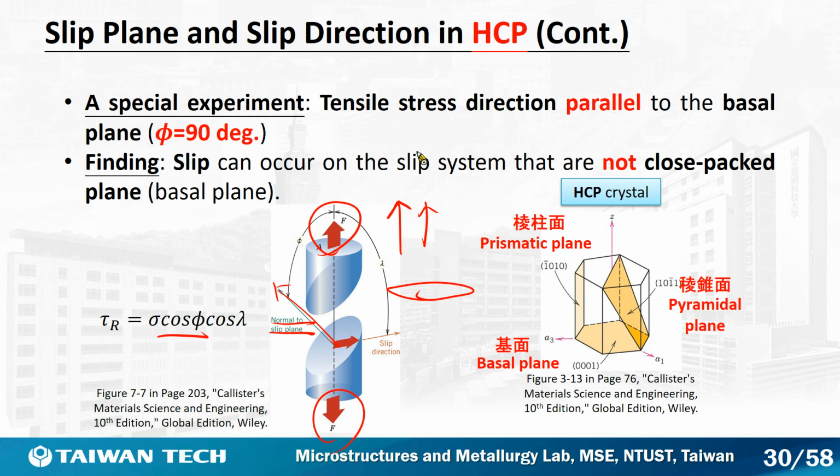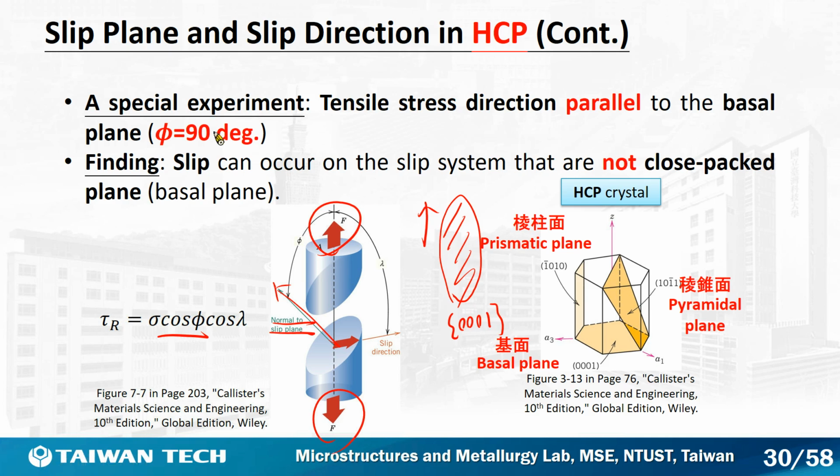Oh, I'm sorry, mistake. Okay, let's talk about it again. Tensile stress direction, this one, parallel to the basal plane. We talk about the basal plane, not the basal plane normal. So the plane will be this one, okay? So this is parallel to the basal plane. This is the basal plane for 0001.